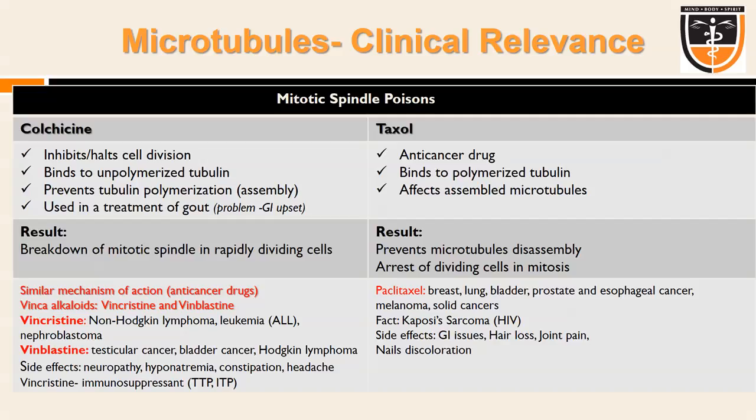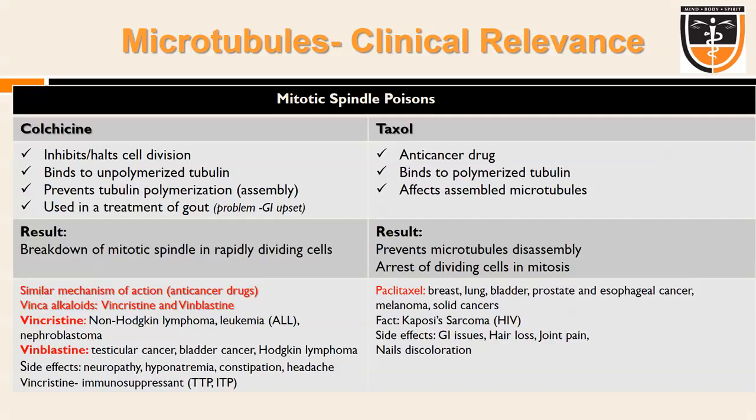Very similar to this is the activity of certain anti-cancer drugs. You don't need to know the symptoms or what they treat, but I wanted to show you the relationship. So now, the drugs that use this are vincristine and vinblastine. Vincristine is very much used for treatment of non-Hodgkin lymphoma, and very importantly leukemia, acute lymphoblastic leukemia. And also for treatment of cancers of the kidneys. Vinblastine is very much used for testicular cancer or bladder cancer.